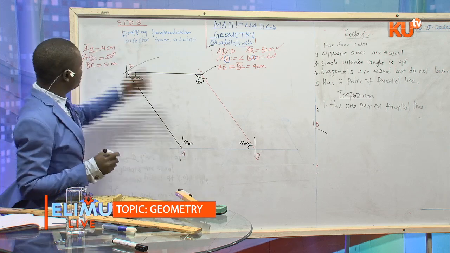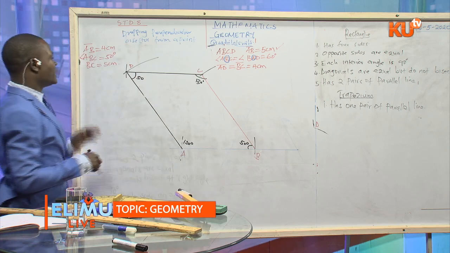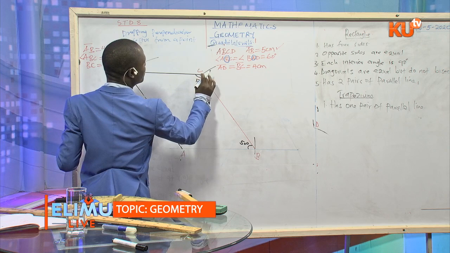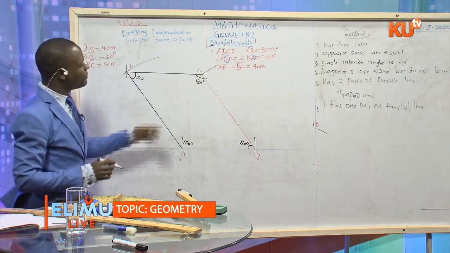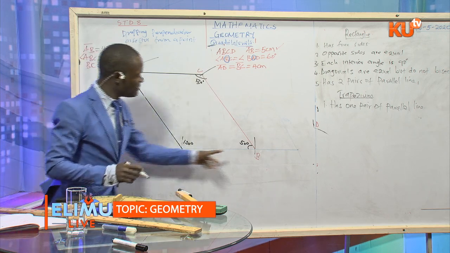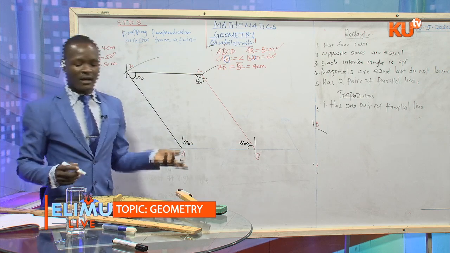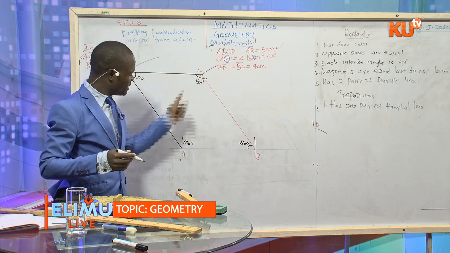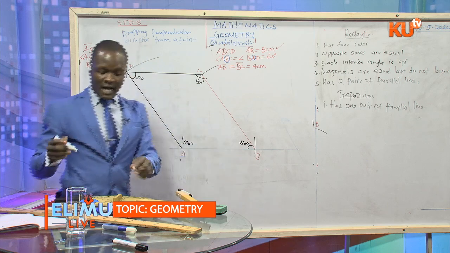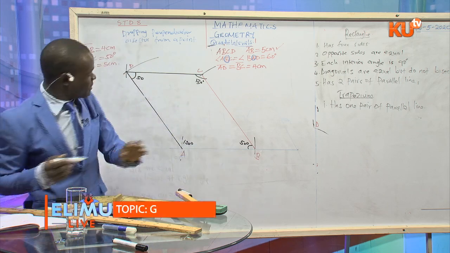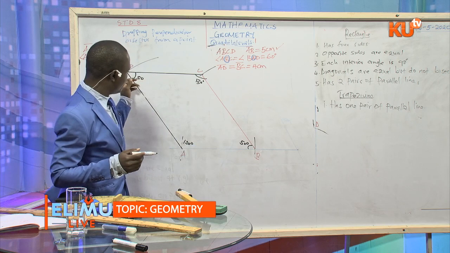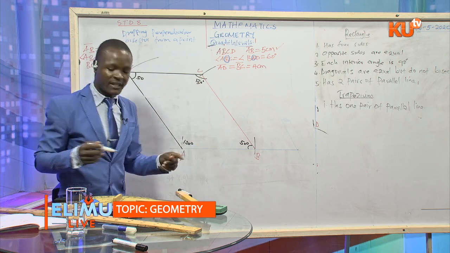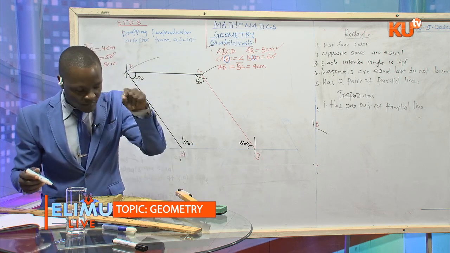Now, dropping a perpendicular bisector from a point. Let's say the question was: drop a perpendicular from point C to meet line AB at O. Drop a perpendicular from C. So the keyword is from C.